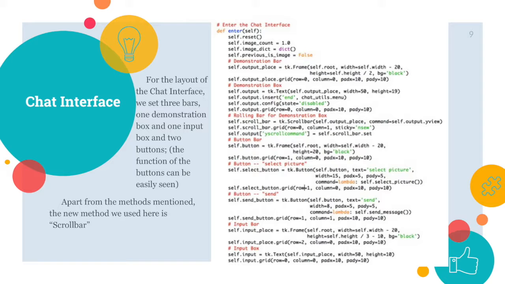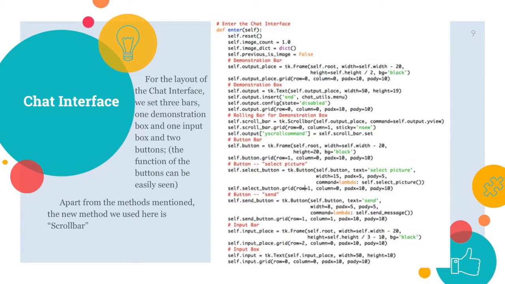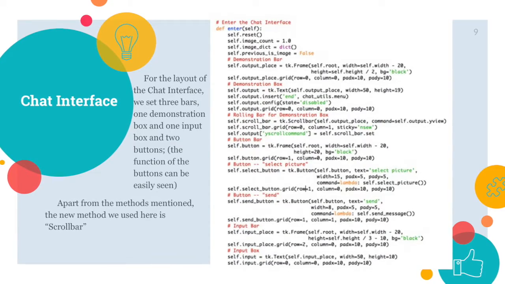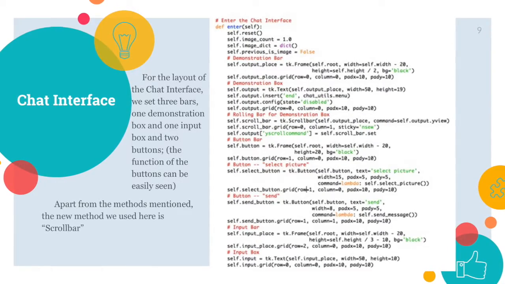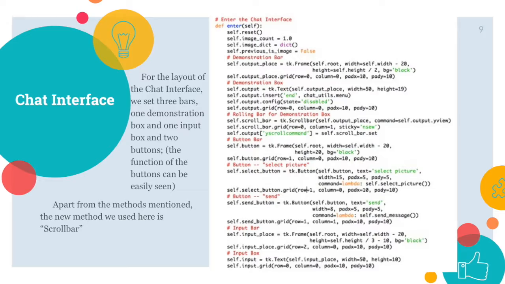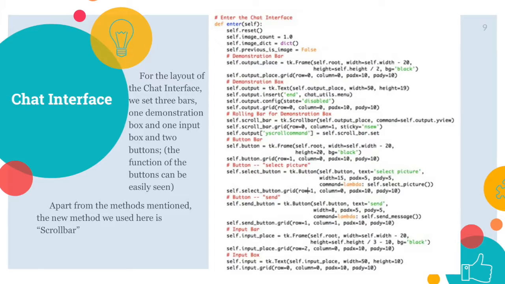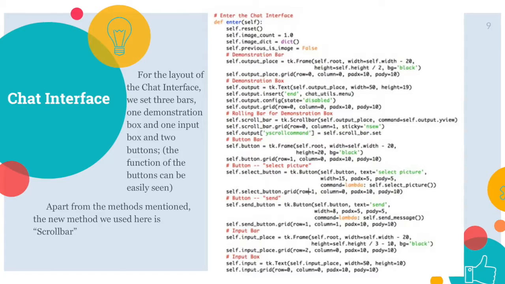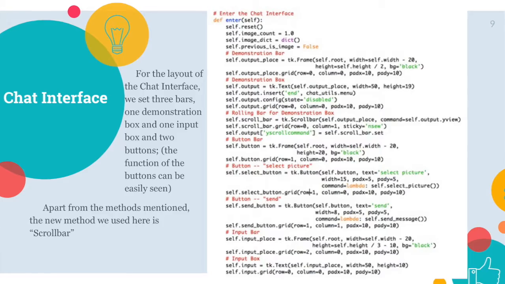After about 1.8 seconds, you will be shown the chatting page, where we also clear all the items and set up the widgets for the chatting interface. In this interface, we set 3 bars: one demonstration box to show all the messages from you and your peers, and another is an input box where you can type your messages. Also, there are 2 buttons to send the texts and images.